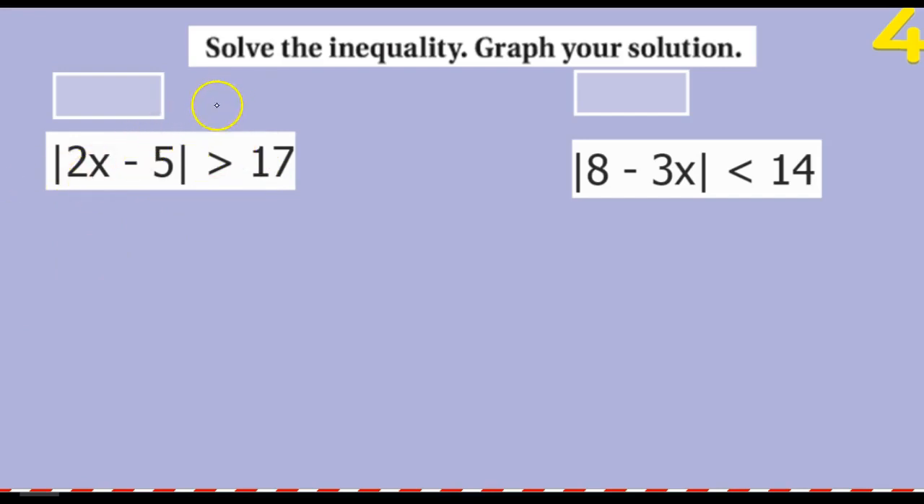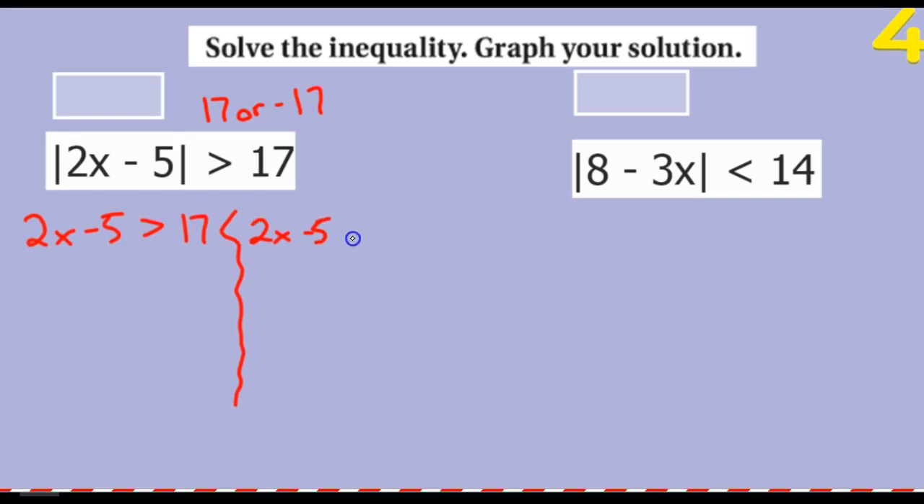Alright, here again we know that this is going to be either 17 or negative 17. So we have 2x minus 5 is greater than 17, and 2x minus 5, now we flip our sign, is less than negative 17. Now originally this is a greater than sign, so I know that this is going to be an or inequality.